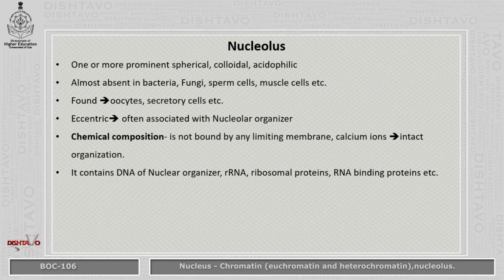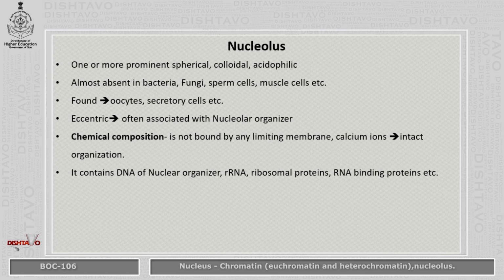Nucleolus. In the nucleus, there is the presence of a nucleolus. There may be one or more prominent spherical, colloidal, or acidophilic nucleoli. They seem to be absent in bacteria, fungi, sperm cells, and muscle cells. They are predominantly found in oocytes and secretory cells. If you look at the location, they are positioned on the eccentric side of the nucleus. They are often associated with the nucleolar organizer.